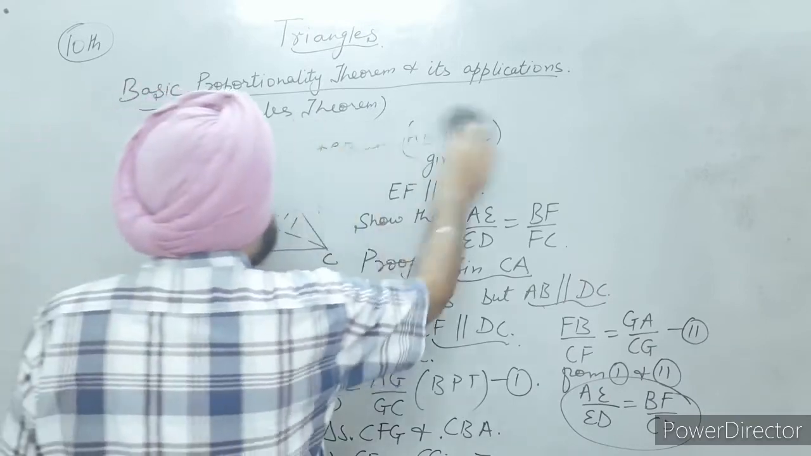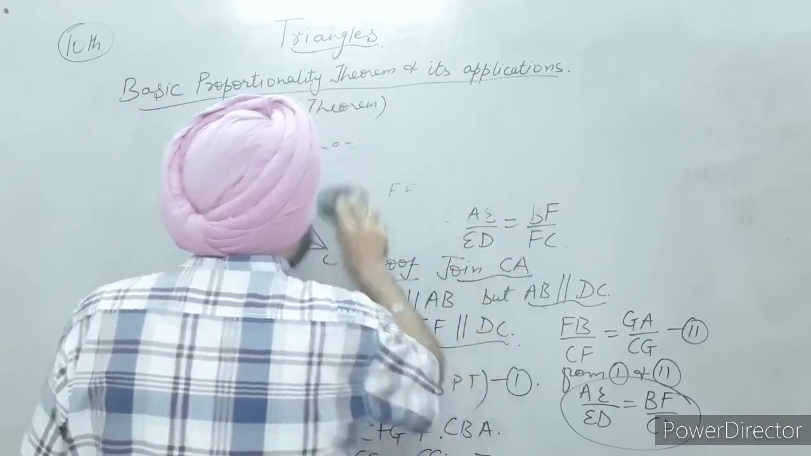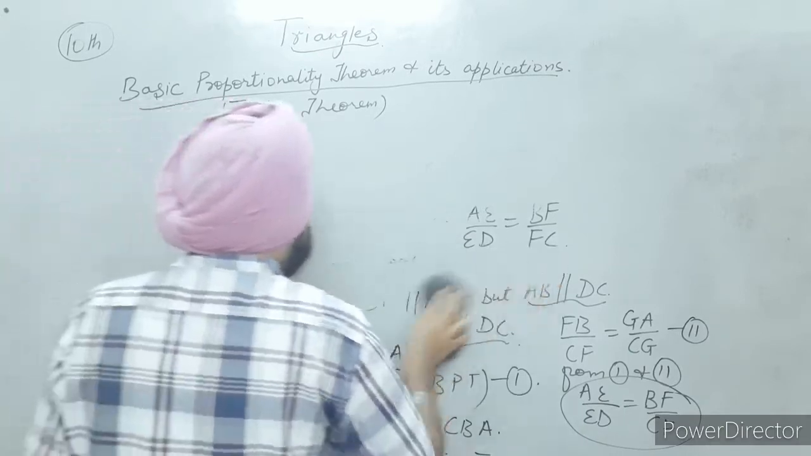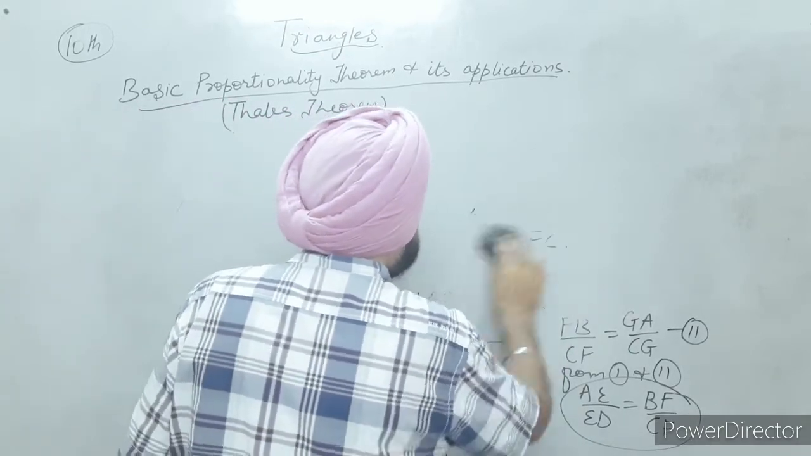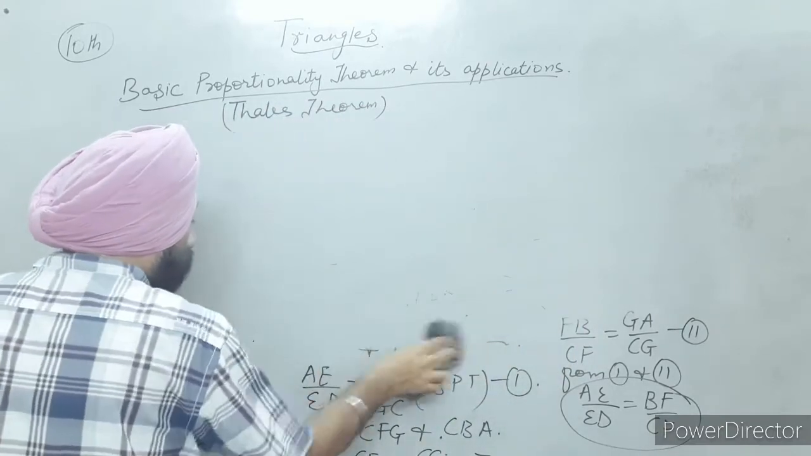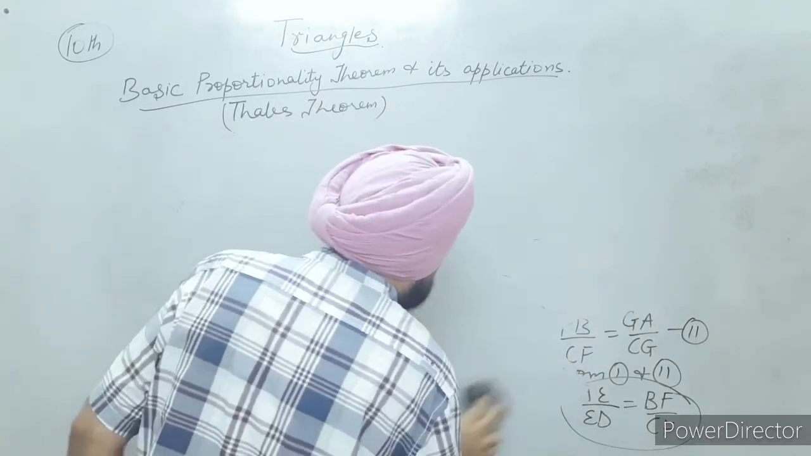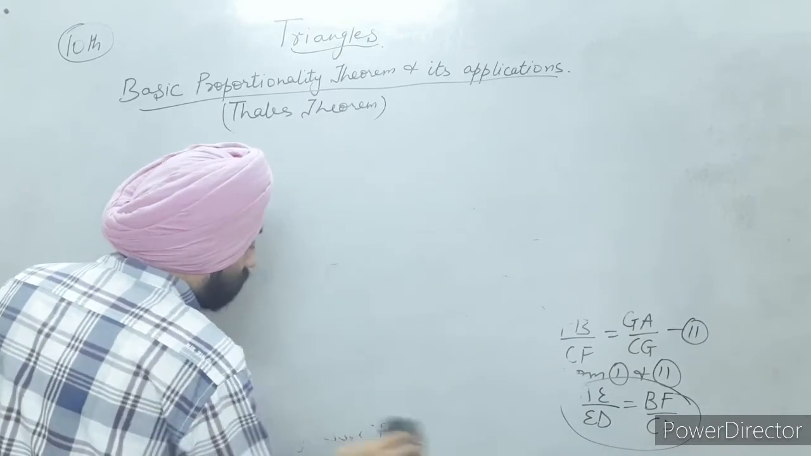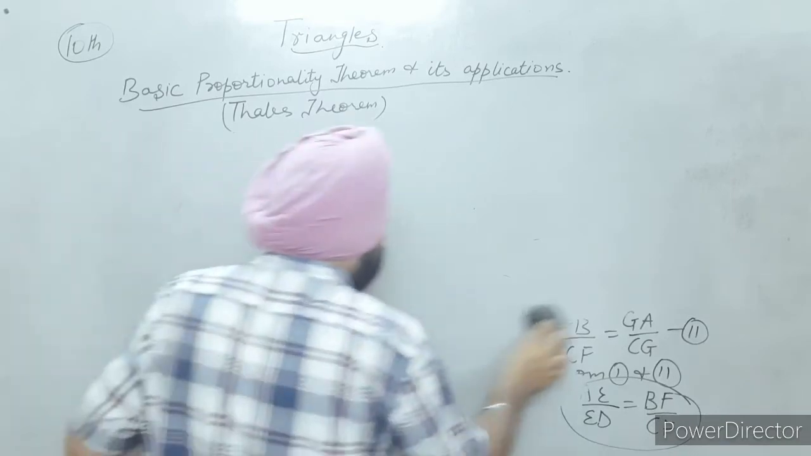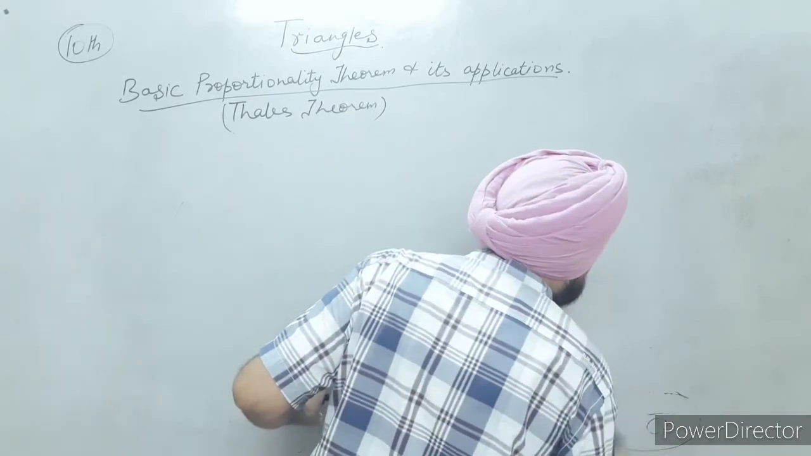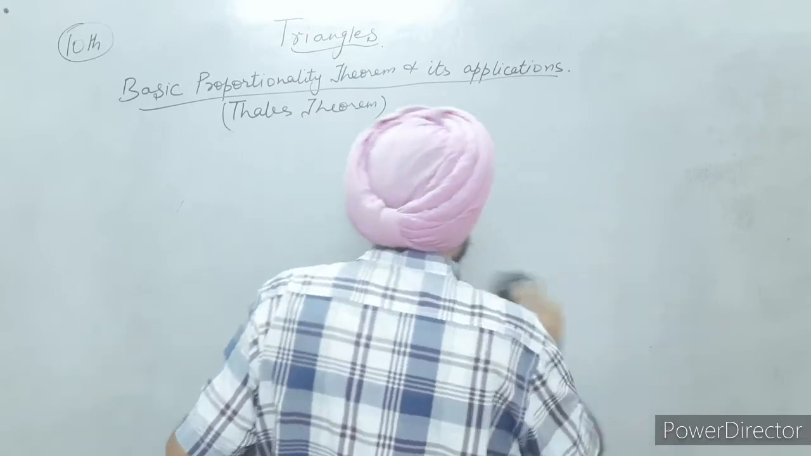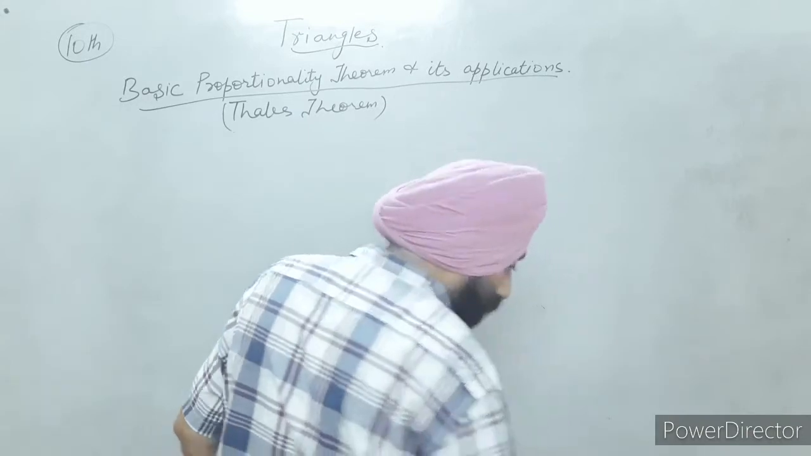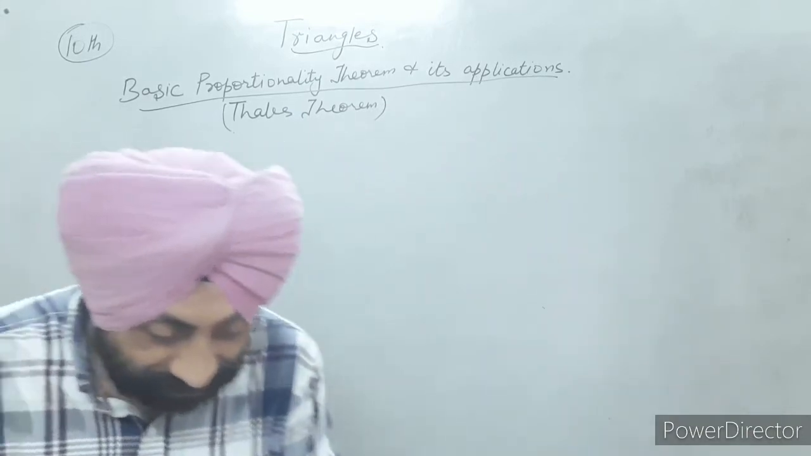This was the second application of basic proportionality theorem. If a line is drawn parallel to any one side of a triangle, it intersects the other two sides at two distinct points, then it divides the other two sides of the triangle in the same ratio. This was the statement of basic proportionality theorem.